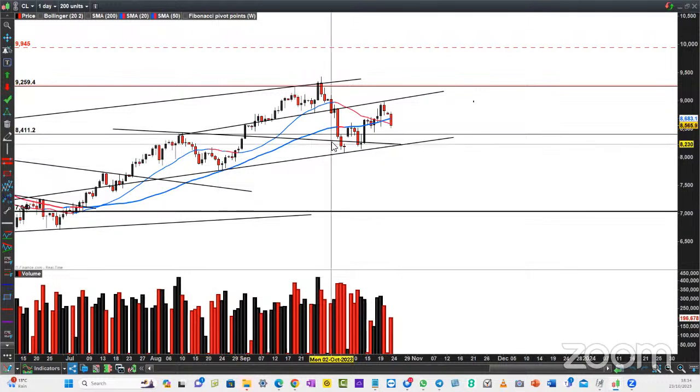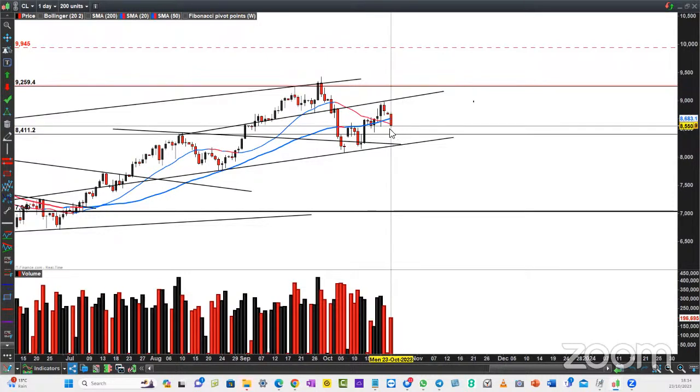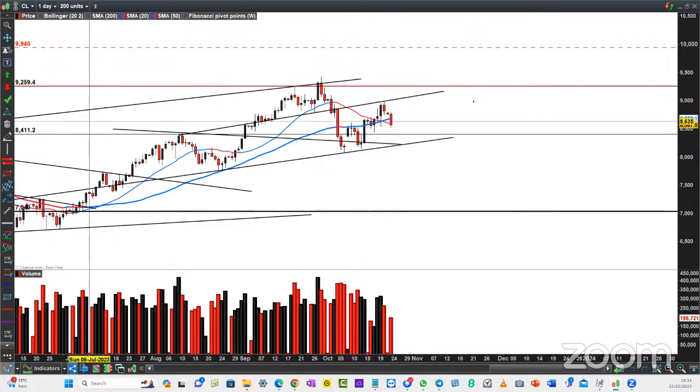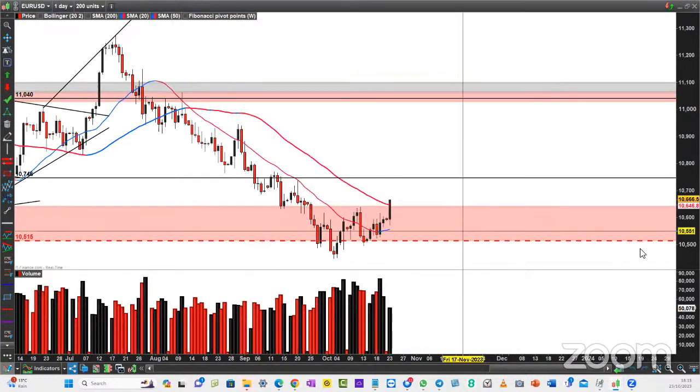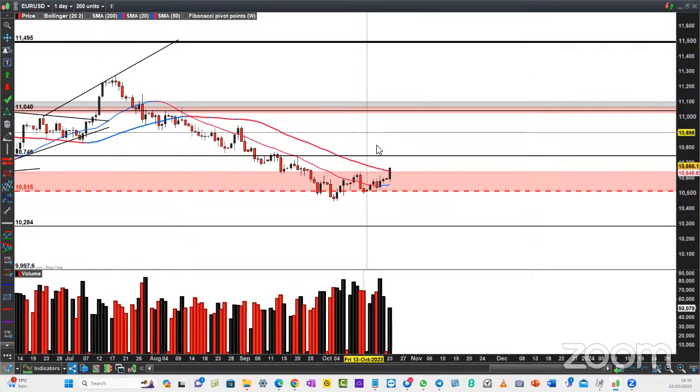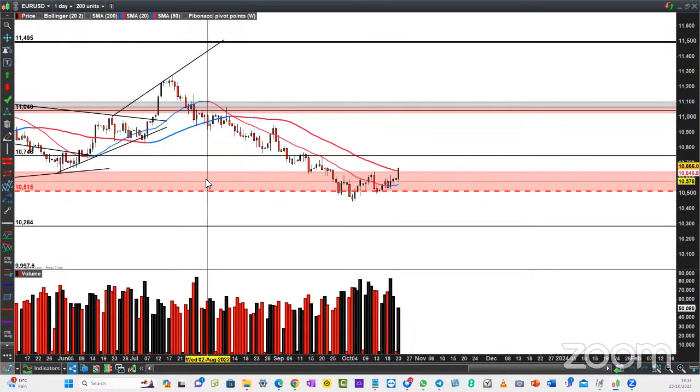All right, so now I've seen oil pull back and potentially close lower under these averages. I'm waiting for a much deeper pullback now, having been stopped out of a day trade. Let's look at the euro. Let's carry on the theme of what the dollar's doing and the impact on the markets.